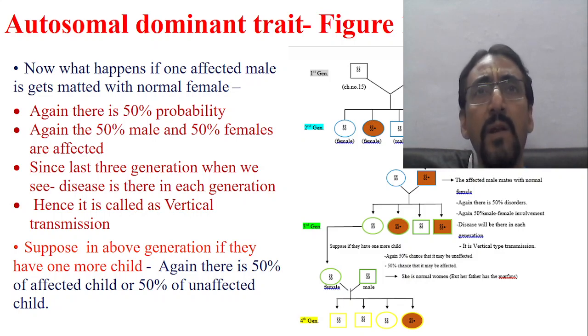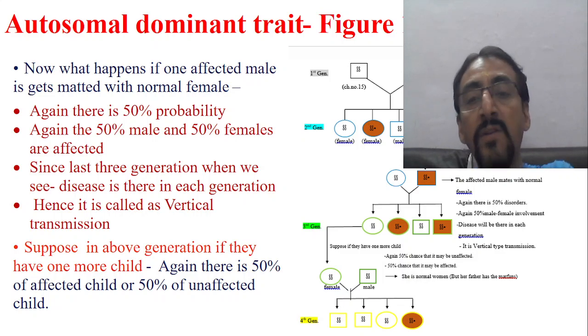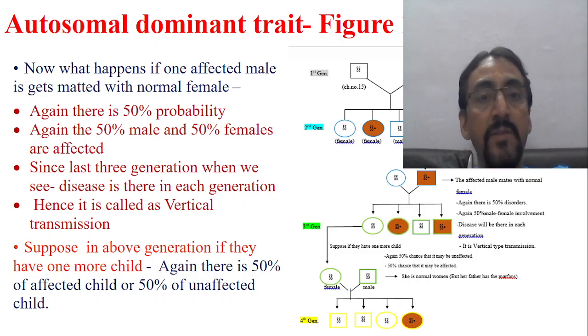Males and females are equally affected. Among the diseased also, 50% are male, 50% are female. And this never skips the generation. Each and every generation will have diseased children, and this is also called vertical transmission.